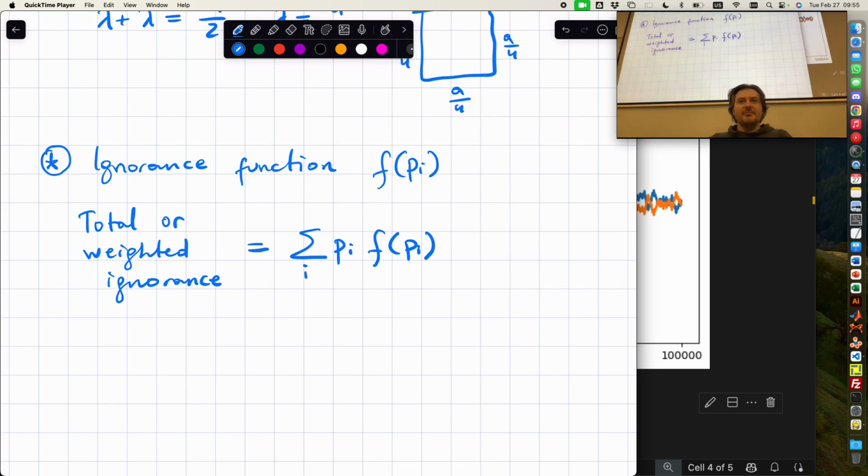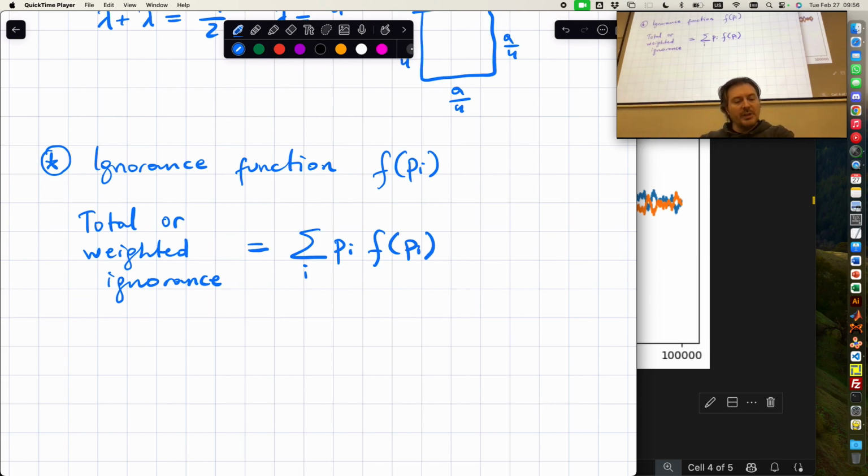Do you buy it? Let's say for every probability, there is a function that takes me from probability to the amount of ignorance. Yes? And then being at a certain state has a probability of pi, and pi times that function gives me a weighted average of the ignorance.